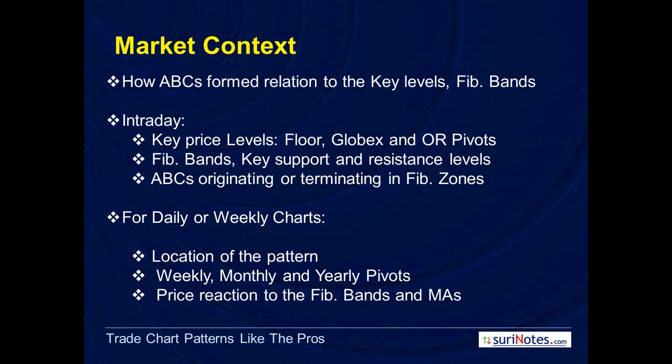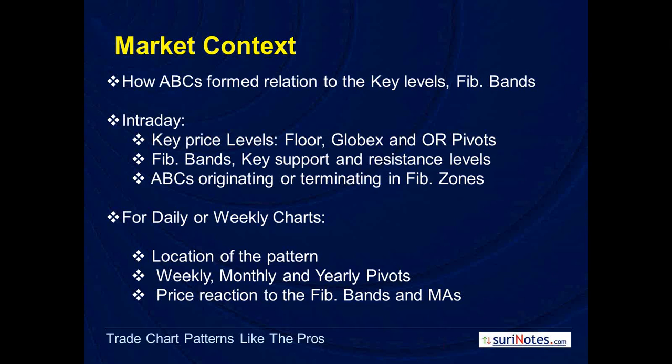And then I also use the pivot levels, and these are very critical. Floor pivots and the Globex pivots are absolutely the best pivots to trade for the first 2 hours of the U.S. market open. That means from 9:30 to 11:30, just before lunch. And then the OR pivots is the opening range pivots. And then also I use the ABCs.